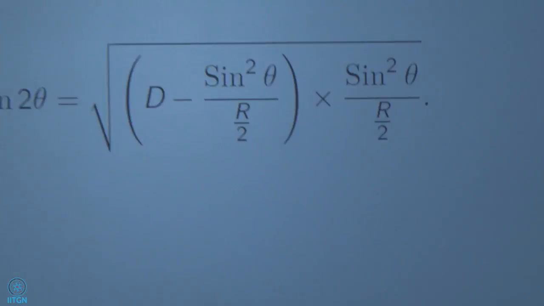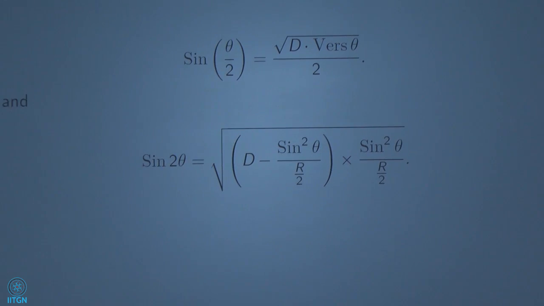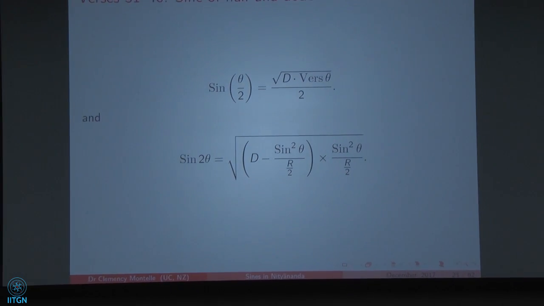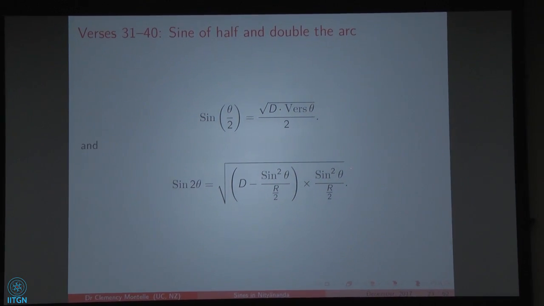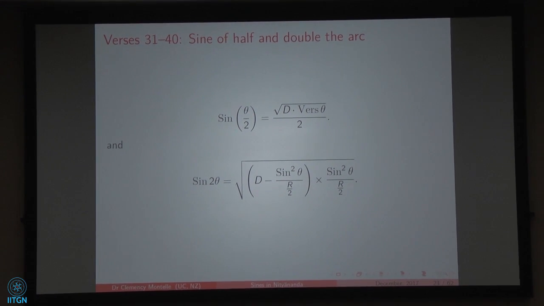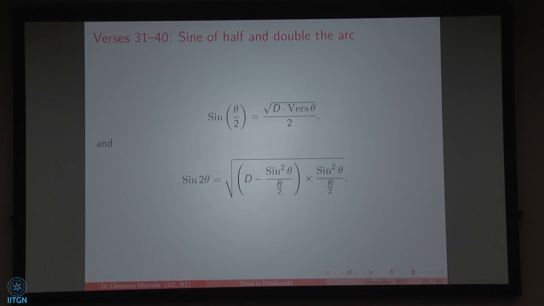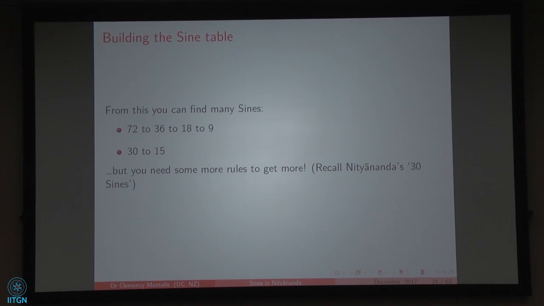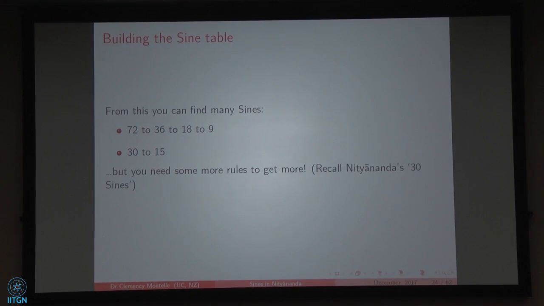They look a little nasty, but I've kept them in the symbolic equivalent of the way in which Nityananda has expressed them in the text. So we see here that for any angle, we can find half of it, if you like. This means that if we have the sine of 72 degrees, we can apply the half-angle formula to get 36, apply it again to get the sine of 18, and again to get the sine of 9, and similarly from the sine of 30 to the sine of 15.